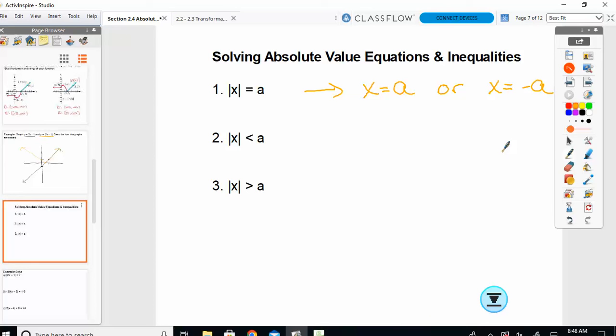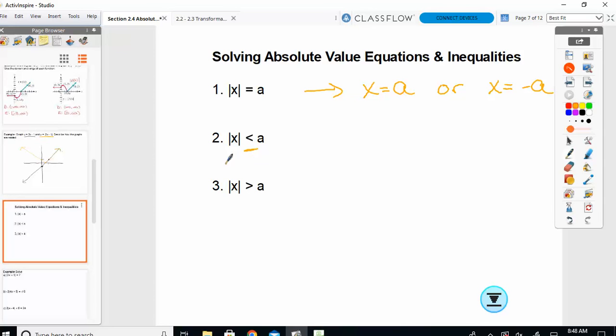When you have a less than, so if I said the absolute value of x is less than 2, that's saying it's within 2 units from 0. So it could be anything all the way up to +2, or all the way down from -2, and anything in that window would work.